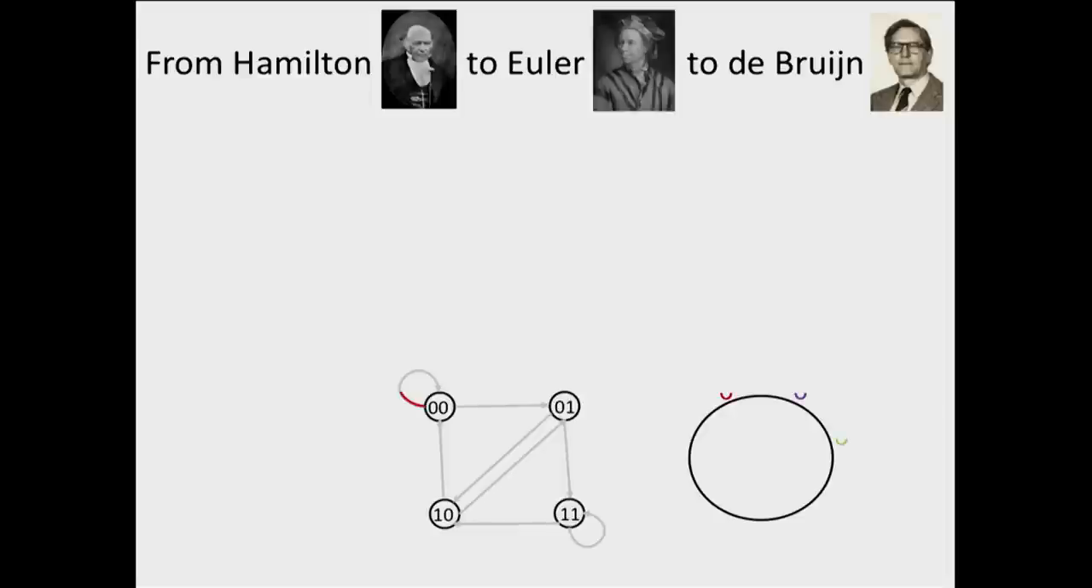Let's see. Let's start working here. And we immediately get insight into the first three elements of the string. Let's continue this way. And when we travel through the graph, the string is enlarging and enlarging and enlarging. And finally, we constructed a universal string. The fact that the graph is Eulerian implies that every k-mer appears exactly once in this circular string.